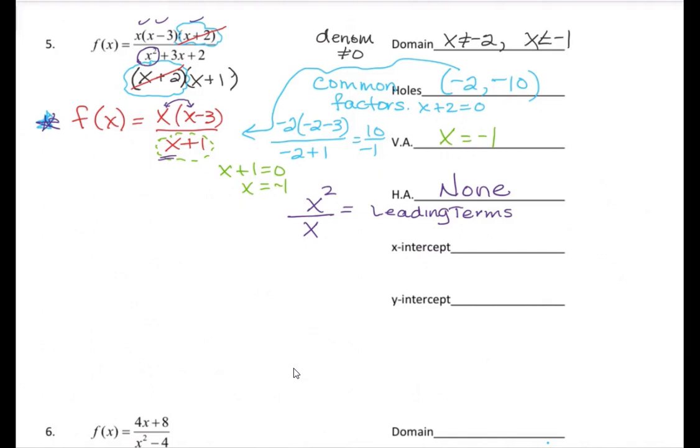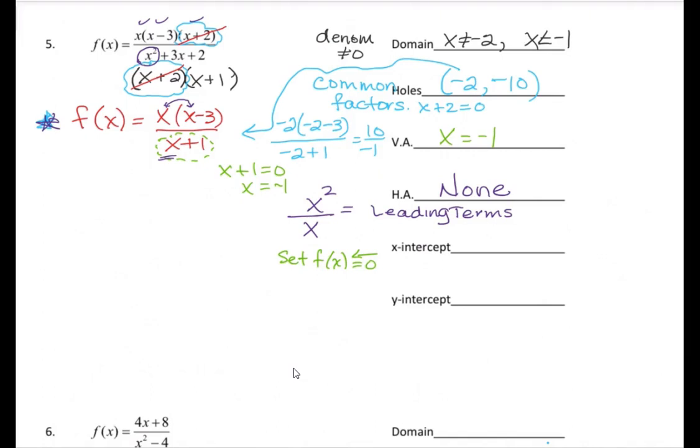Moving on to the x-intercept. For the x-intercept, I want to remember that I want to set the function equal to 0 and solve for x. And once again, you can use the original function, but I would recommend using the simplified version of the function. If you do use the original function to find the x-intercepts, you need to make sure that you pay attention and not include an x-intercept that happens to be a restriction on the domain.